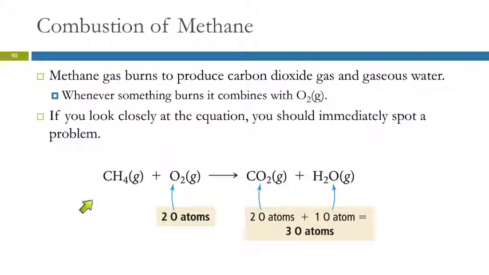If we look real closely at this, we see that on the left side in the reactants there are 2 oxygen atoms, and on the right side there's 2 oxygen atoms in this molecule and 1 oxygen atom there. How could we start with 2 oxygen atoms and end up with 3? We can't. It means there's something wrong with our equation.